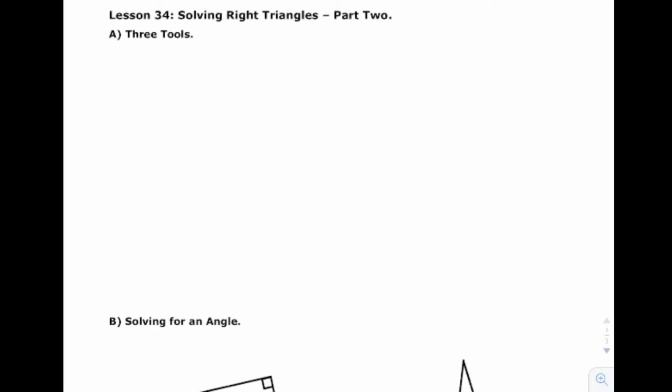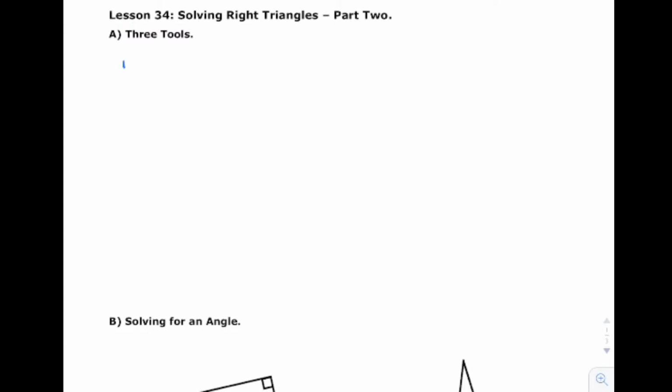Okay, lesson 34. We're going to solve right triangles part 2. We're going to go a little further than we did yesterday, just a little bit further. Now, we're going to use the same 3 tools as yesterday. Do you remember what the same 3 tools were?